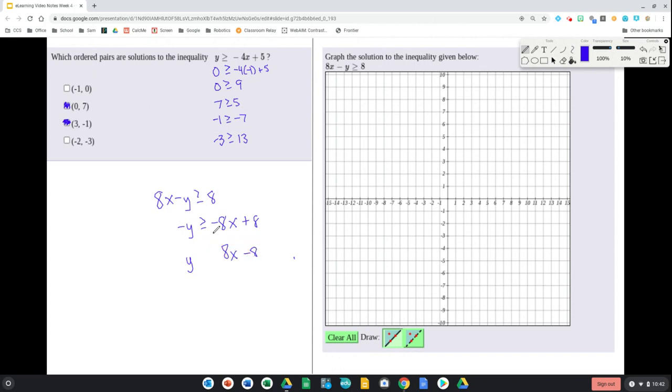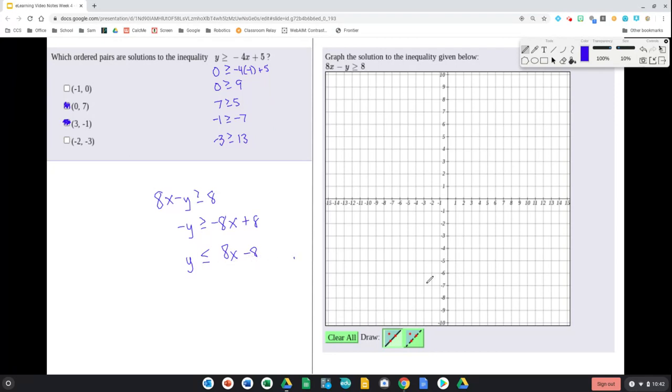But don't forget, with inequalities, when you divide by a negative, it changes the inequality sign around. So we want to make sure we do a less than or equal to now in between those. So we want to graph this line, y is less than or equal to 8x minus 8. To graph that line, forget about the fact that it's less than or equal to right now. We just want to graph 8x minus 8.